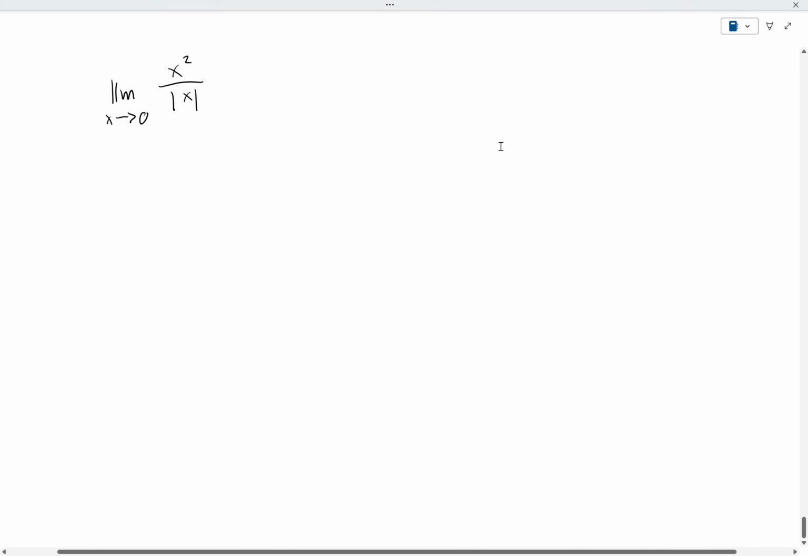In this video, we got an interesting limit right here with absolute value in it. We're going to try to figure out what the value of this limit is. So we have the limit as x approaches 0 of x squared over the absolute value of x. So this isn't your typical limit that you see that involves polynomials and factoring and stuff. Instead, we just need to kind of think through this one.